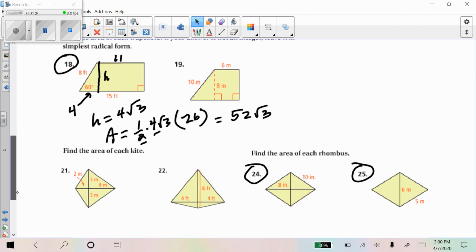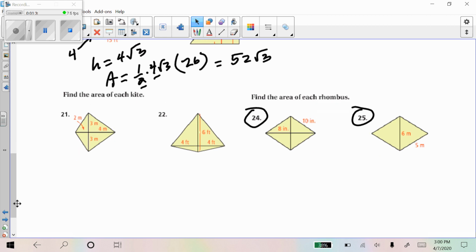Okay. Number 24 and 25. To find the area of a rhombus, you need to know the length of the diagonals. I think both of these are kind of similar, but I believe the 8 inches is referring to, kind of hard to tell here, but I think it's half of the diagonal right there. So the total diagonal would be 16. So we need to take 1/2 times the 2 diagonals, so 16.